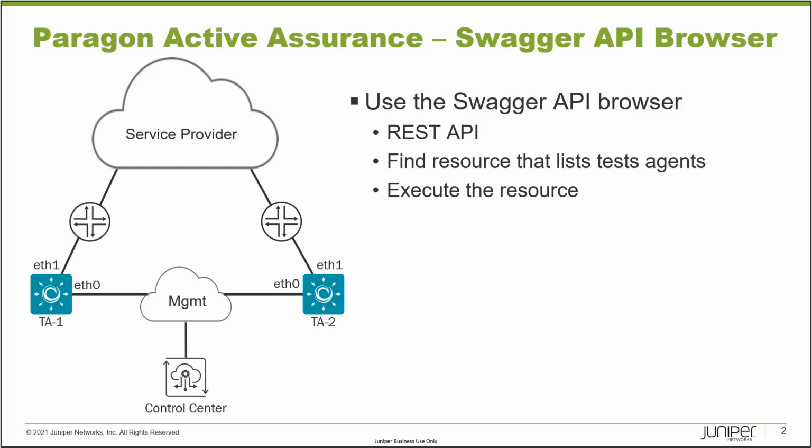And okay, so what are we going to do here? We're going to use the Swagger API browser, which uses REST APIs, and we're going to find a resource that lists test agents, and then we're going to execute that resource and see what we get. All right, so with that, let's go ahead and get this started.